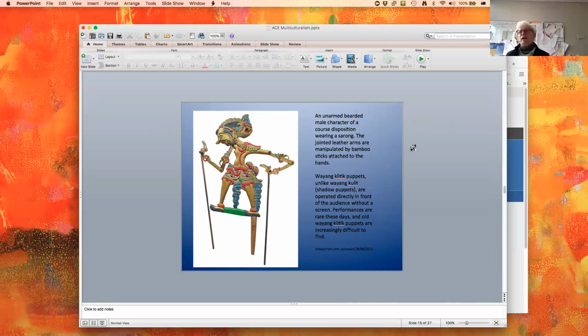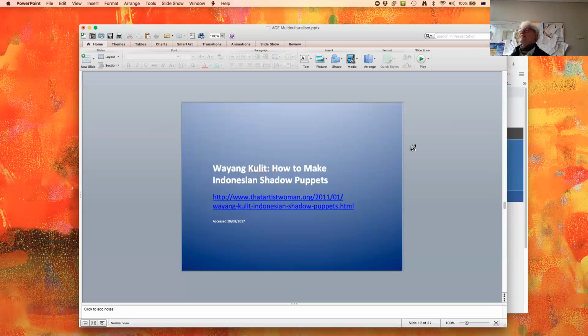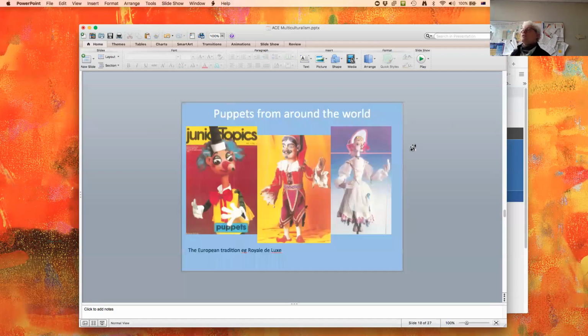Literacy, no way. And they had to draw and cut out the puppets. Oh, man. We made puppets similar to Indonesian shadow puppets. Lovely. After our puppets were ready, we did a puppet show. 3rd grade students, fantastic. Once again, here's the link. So find the link, follow it through. It will show you how to make Indonesian shadow puppets.